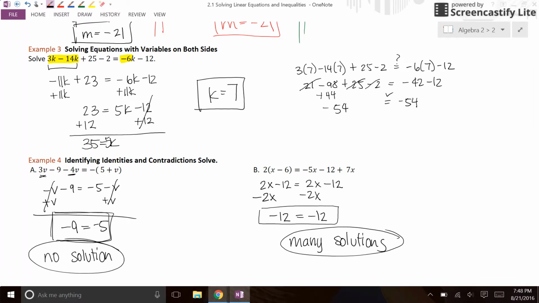There's so many solutions on the B problem, I don't even want to think about finding them all. There's infinitely many because you could pick any x value and it will work on both sides. It'll make the two sides equal. So that's why that's a many solution problem. The left one, problem A, nothing works. Don't even try. It's wasting your time trying to find a solution. It's just a mean trick somebody tried to play on us.